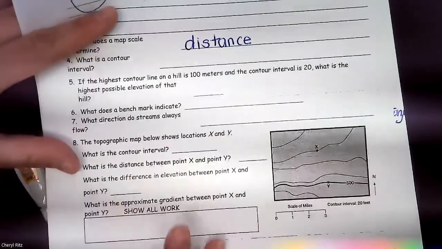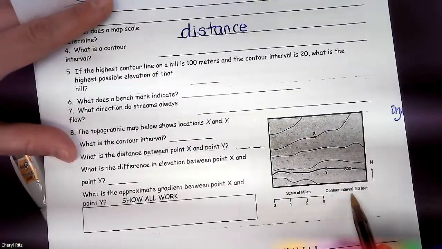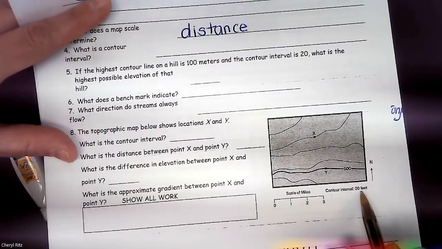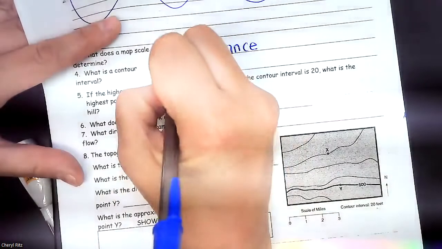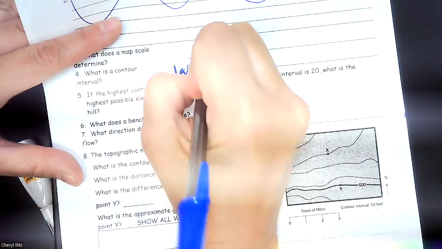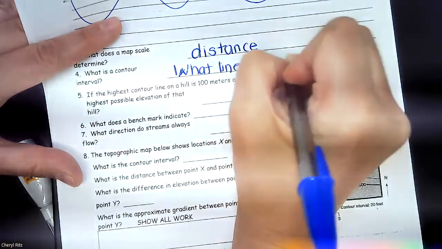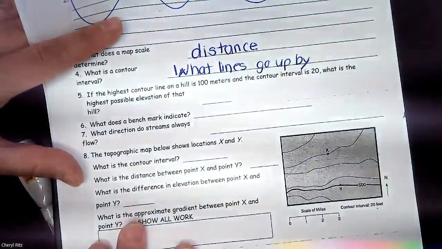And a contour interval. Also, there's an example down here. It says contour interval 20 feet. Yeah, it's what the lines count by. So what do the lines go up by?